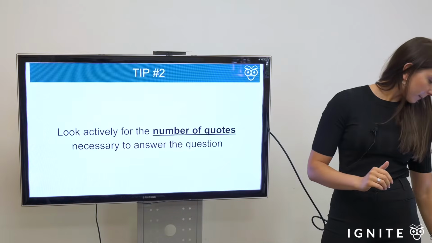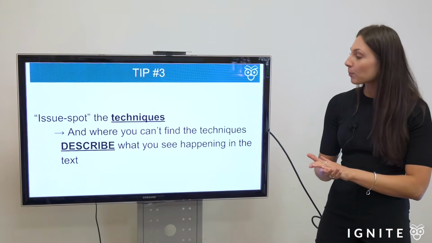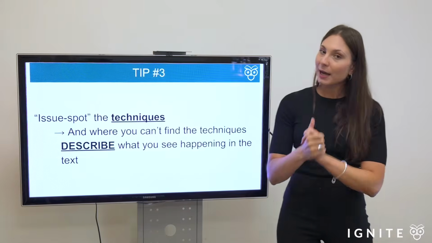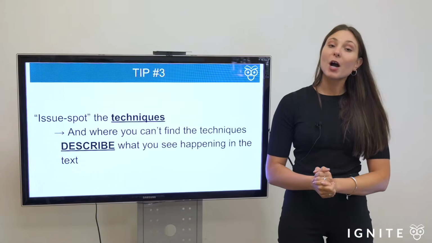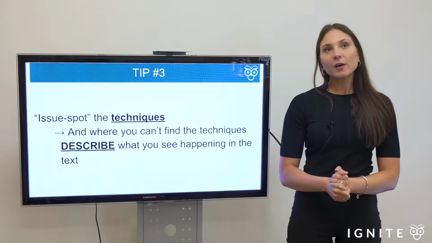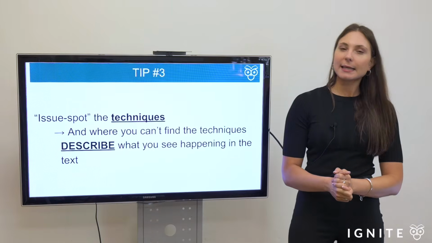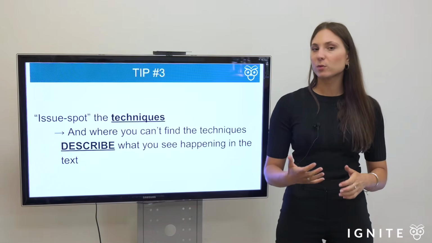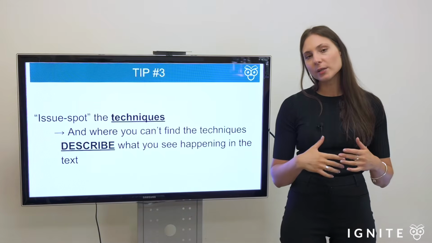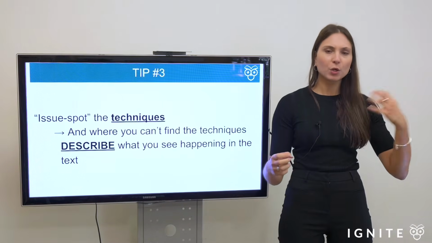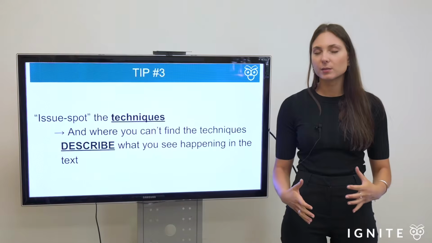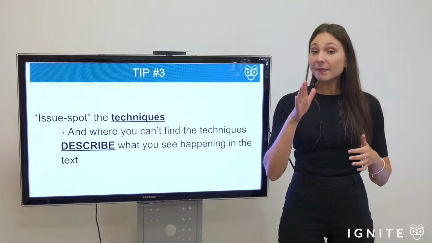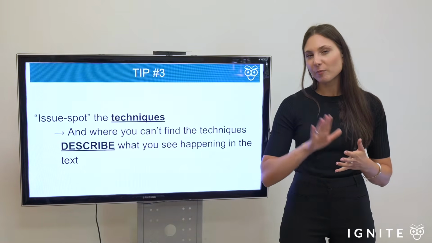Okay, tip number 3, issue spot the techniques. And where you can't find techniques, describe what's happening. I often find that when students are looking at unseen text, they get really panicked that they can't find the typical techniques that they would usually call upon. The metaphors aren't jumping out at you, you don't see personification, you can't spot the sensory imagery, and that's okay. In that case, by the way, come back to a couple of basic techniques.